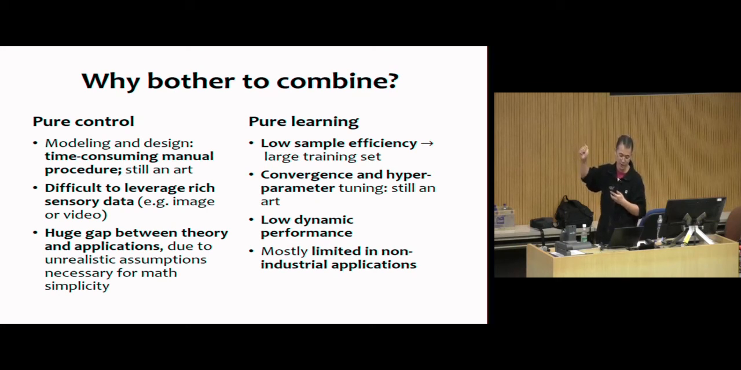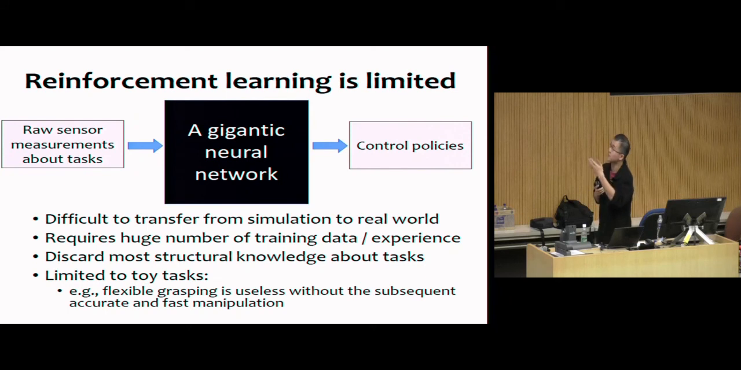And also, there's no guarantee about the convergence or the parameter tuning. Okay? And usually, the learned controller can only work at low speed. So it is difficult to match the requirements in industry. Okay? And the final limitation is that they are limited to non-industrial applications. Some toy-like tasks.